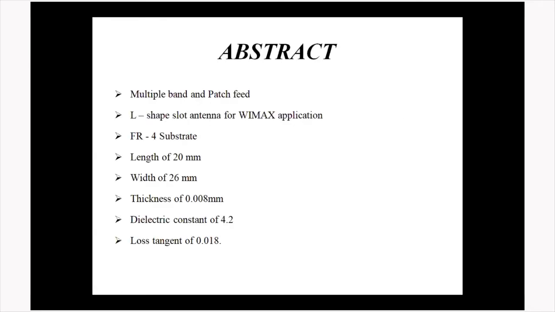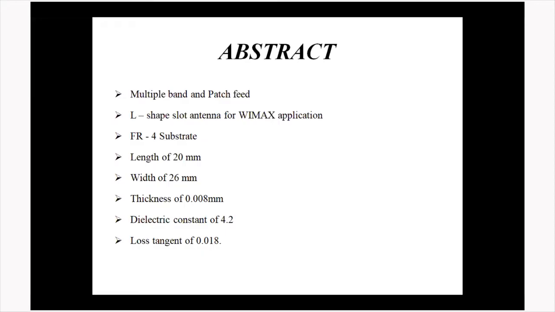Then the abstract: it is multi-band and patch feeds are involved in this process. An L-shaped slot antenna can be used for WiMAX applications. Here, an FR4 substrate is used. FR4 means flame retardant; the 4 denotes woven glass reinforced epoxy resin. The length of the slot antenna is 20 mm, the width is 26 mm, and the thickness of the antenna is 0.008 mm.